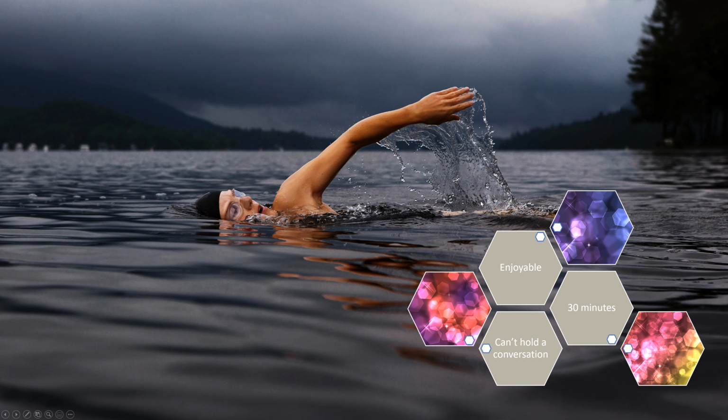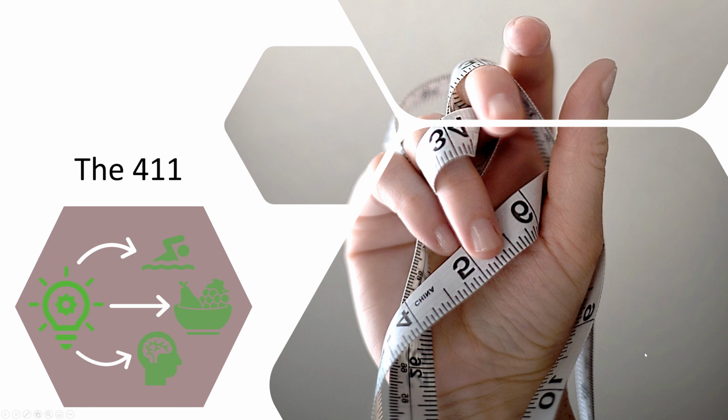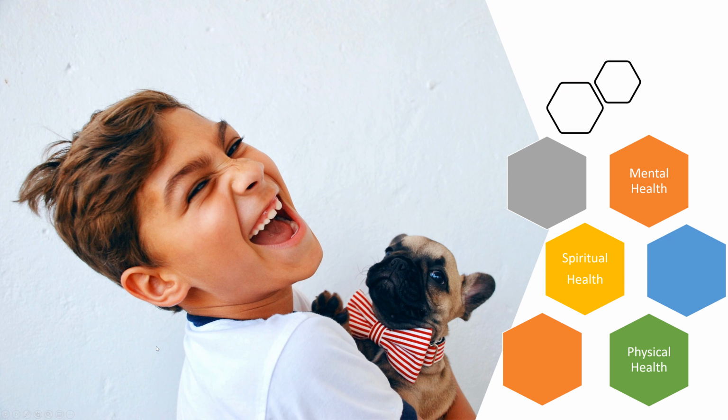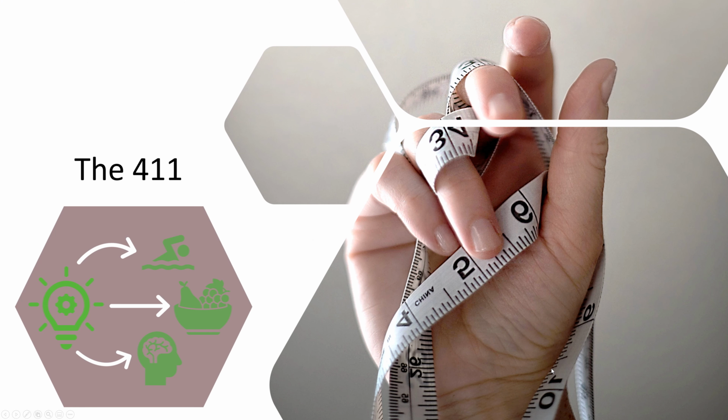Here are some quick tips on making sure that you are actually exercising. Make it enjoyable. Have it at least 30 minutes. Work out so hard that you can't hold a conversation. And then boom, I know where my tabs are because I created them. You go to your next one. Key to eating great food. Make it bright, affordable, desirable, menu process, tasty, quick. Next tab. Key to being happy. Make sure you're taking care of your mental health, spiritual health, and physical health. And then there's my other one.